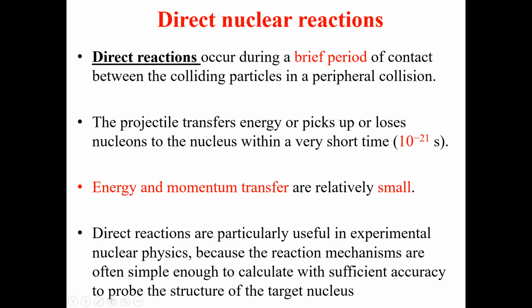So direct collisions are particularly useful in experimental nuclear physics. Why is it important there? It's because the reaction mechanisms are often simple enough to be calculated with sufficient accuracy to probe the structure of the target nucleus. This is why we're saying there's importance in experimental nuclear physics, and the reason, as already given, is that the mechanisms are often simple. They can be effectively used to calculate with sufficient accuracy to probe the structure of the target nucleus.